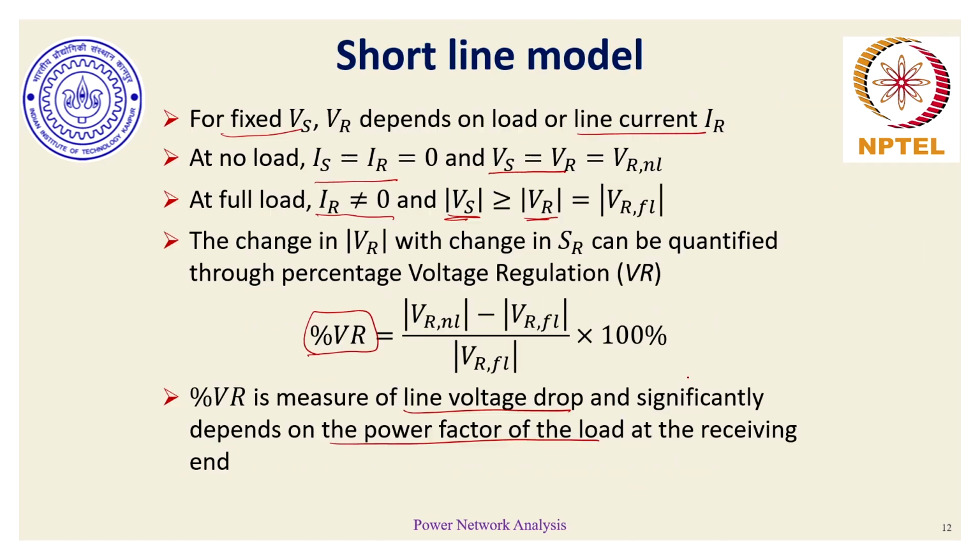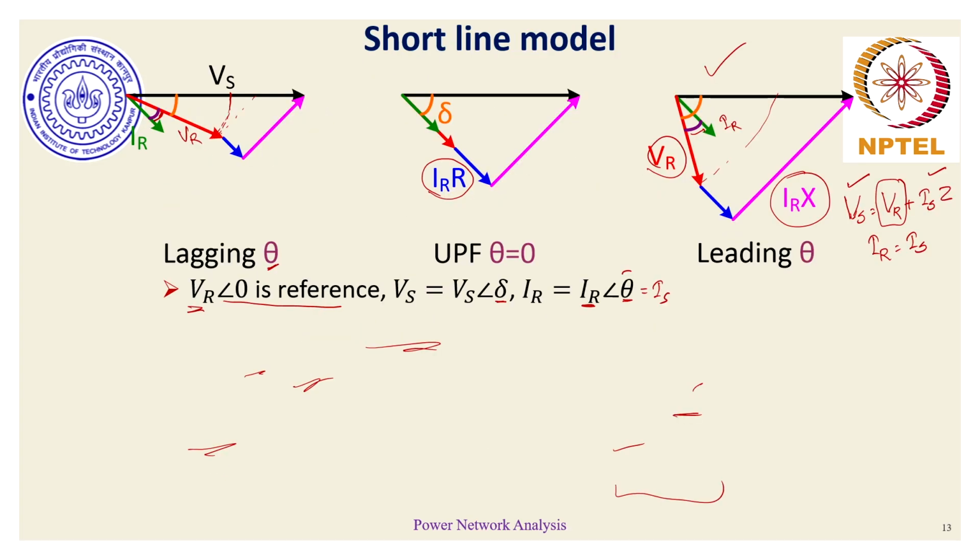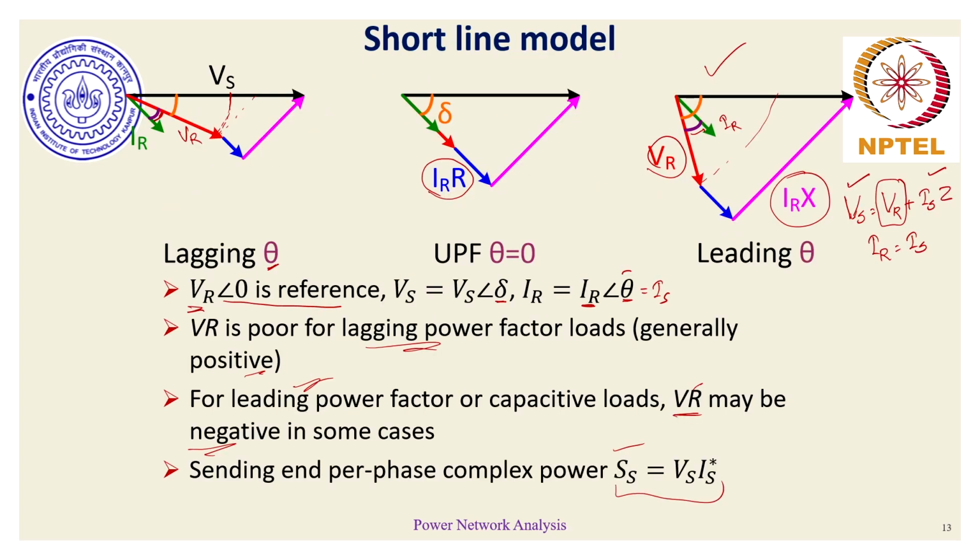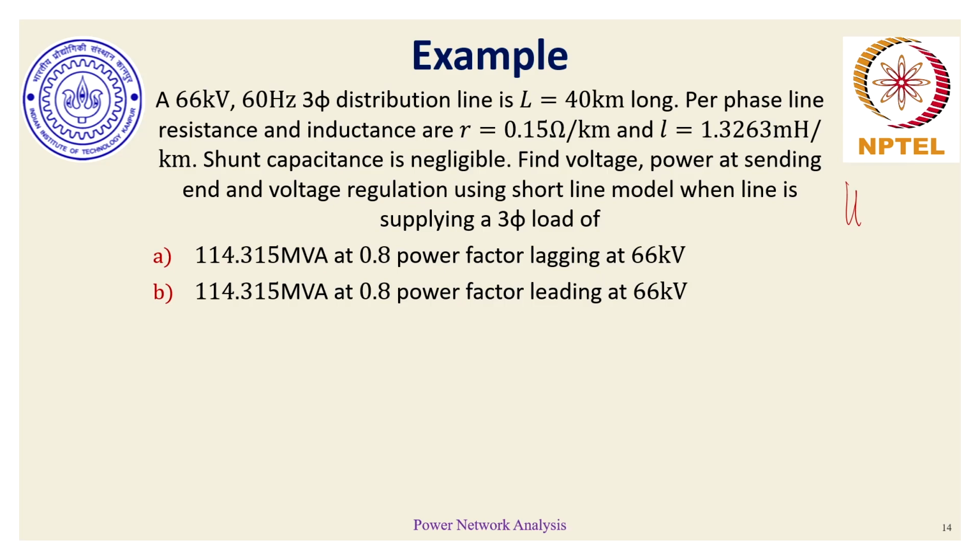And remember, VR is nothing but the measure of line voltage drop from no load condition to full load condition, with sending end voltage remaining fixed. So there is no notion of the Ferranti effect in this particular context. What we have here is a transmission line whose operating voltage is 69 kV. Remember, it is less than 69 kV. And line length is 40 kilometers, which is again less than 80 kilometers. So if we have to model this line, we can very well use the short line model.